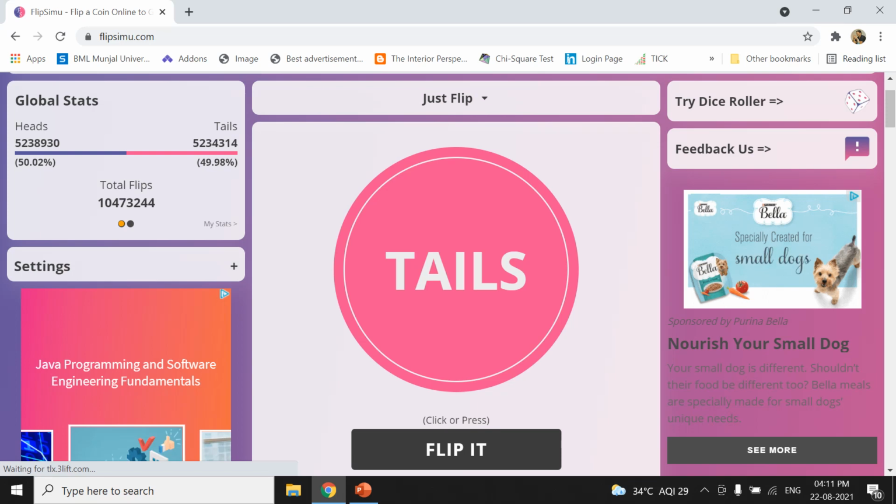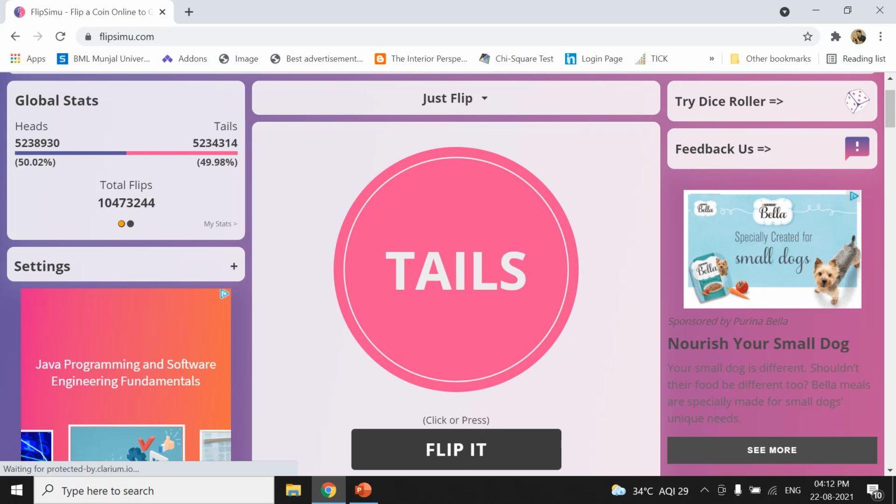many times I got a head, and how many times I got a tail. This exercise has already been done by this emulator. On the left hand side, you will see the global statistics. So out of approximately 10.5 million flips, I did some 5, 6 flips. They've all been recorded here. Similarly, others must have done it in the past, or they might be doing it right now.